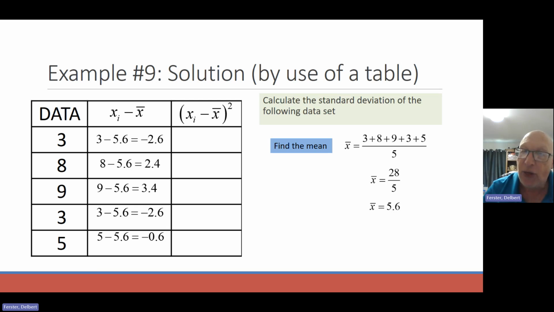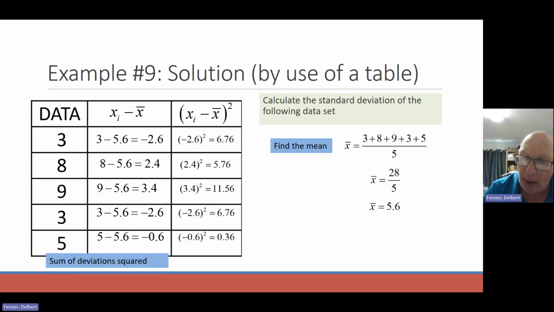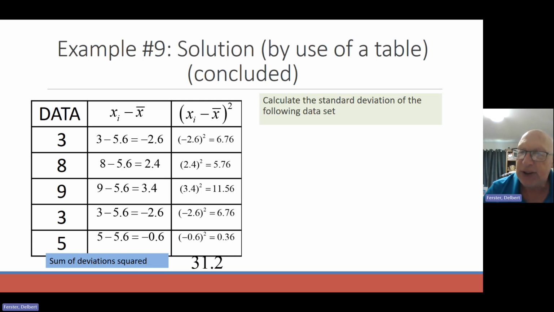All right. And then we'll take those entries, the negative 2.6, the 2.4, the 3.4, and so on, and we'll square the deviations. So we're at 6.76, we're at 5.76, we're at 11.56, 6.76, and lastly 0.36. All right, continuing our attack to find the variance and standard deviation, we now sum those squared deviations. So if we add that column, we're going to get 31.2. On the next slide, we're going to continue our calculations. So it's time to find standard deviation.